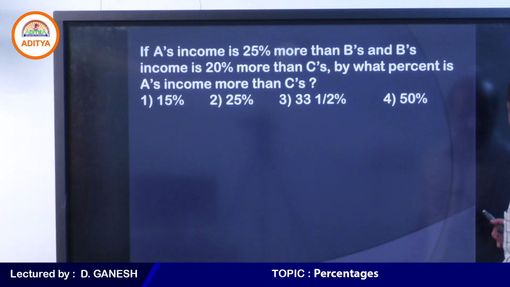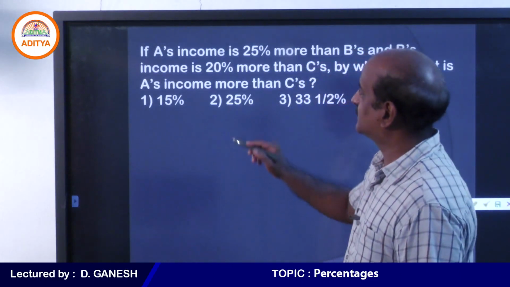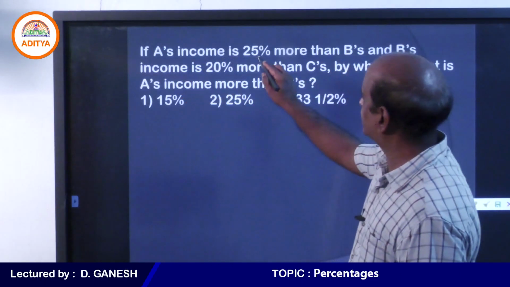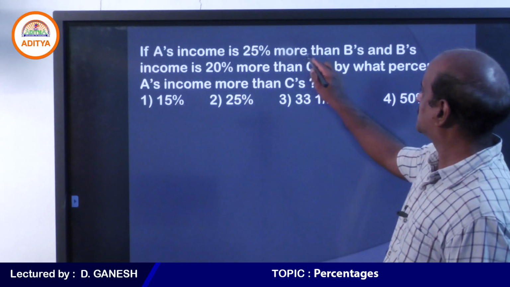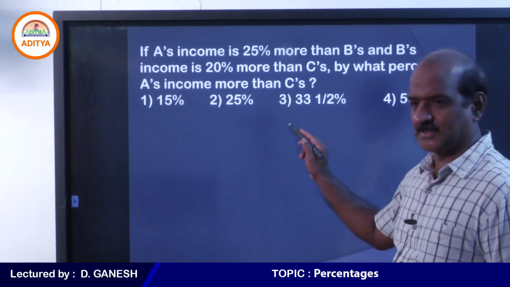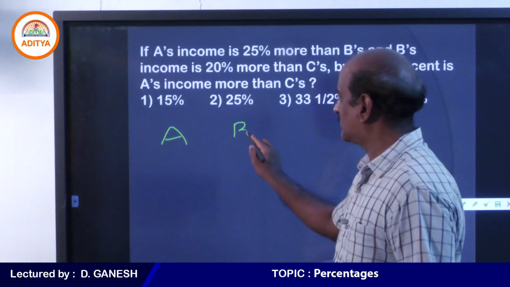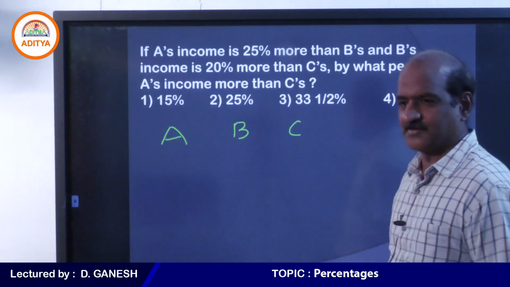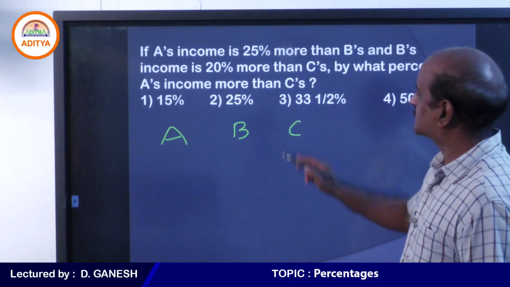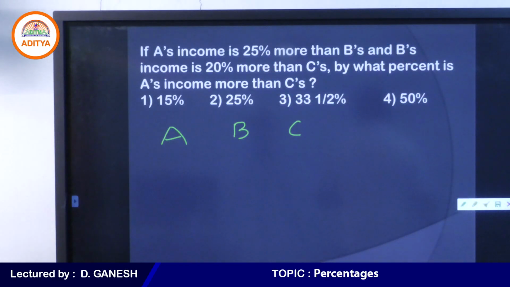Look at that, my dear students. Just look at the question. So the question goes something like this. If A's income is 25% more than B and B's income is 20% more than C. So this is the question. Come on students, so we need to consider 3 people, A, B and C. Now how much A gets depends on B and how much B gets depends on C.